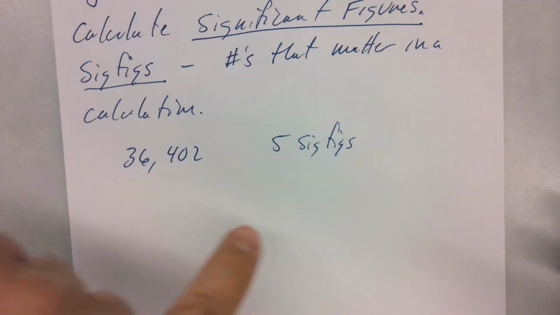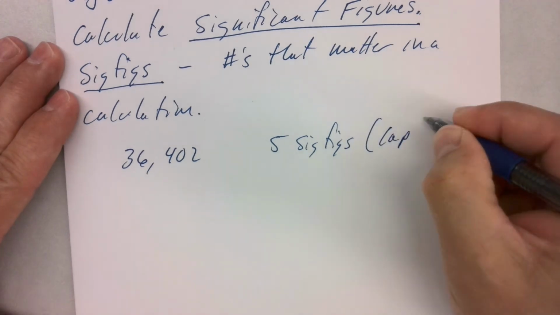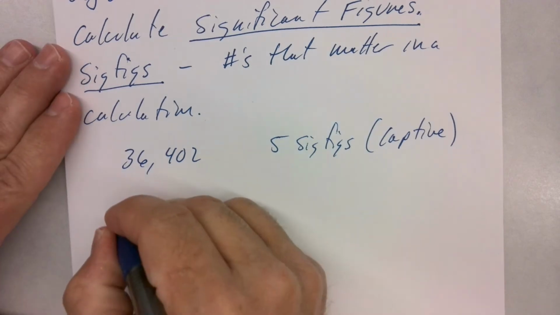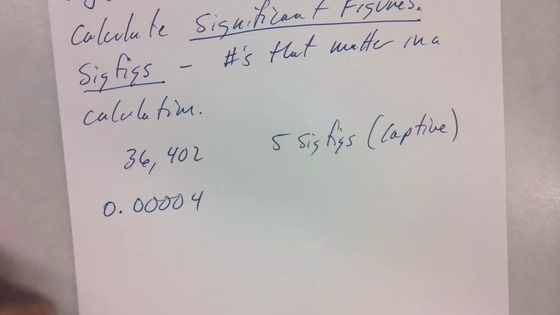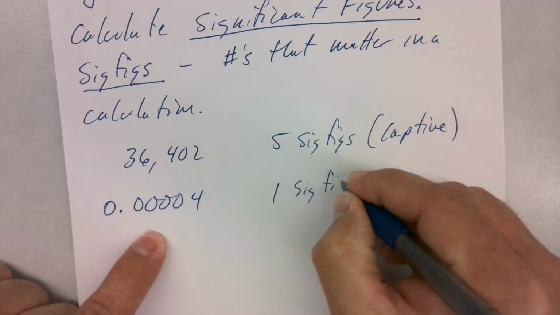Now, in this number, 0 counts. And it counts because it is what is known as captive, which means it is between 2 other non-zero numbers. Okay? So anytime you have a 0 in the middle of a number, it is significant. Now, that's different than if I have this. Let's say I have that. Okay? And a lot of times they'll write a 0 out in front here. Okay? In this situation, this has 1 sig fig.